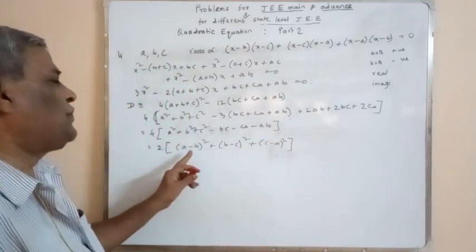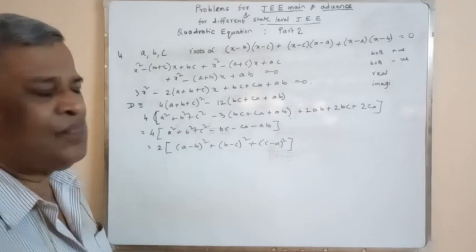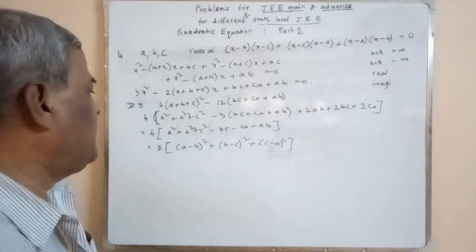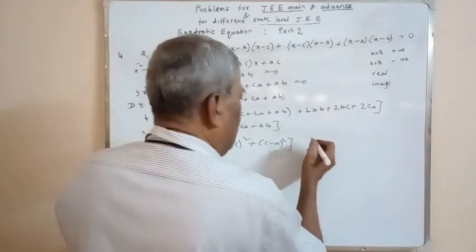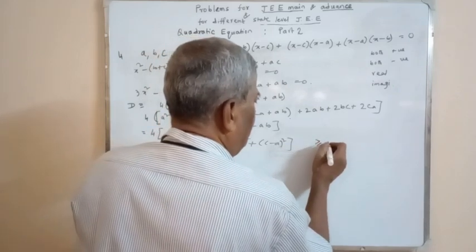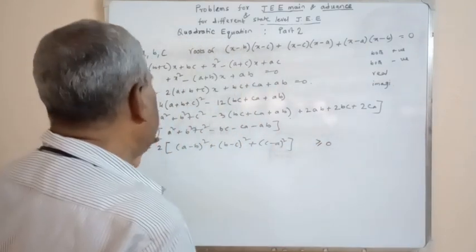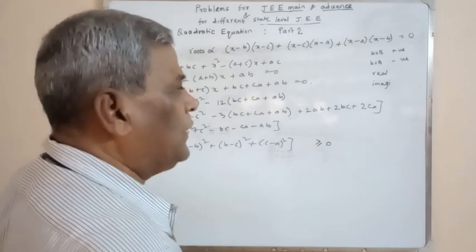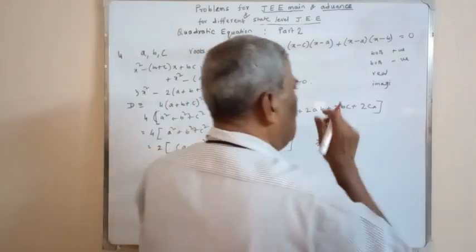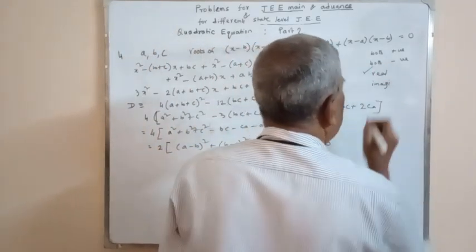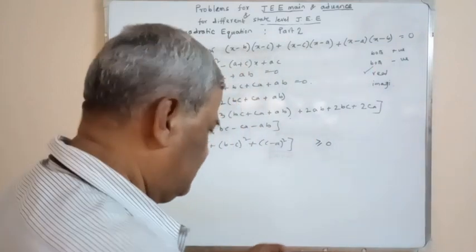Now it is a sum of three squared quantities. Therefore, it must be positive or at least 0. So the discriminant is positive or equal to 0, and the only option is that the roots are real.